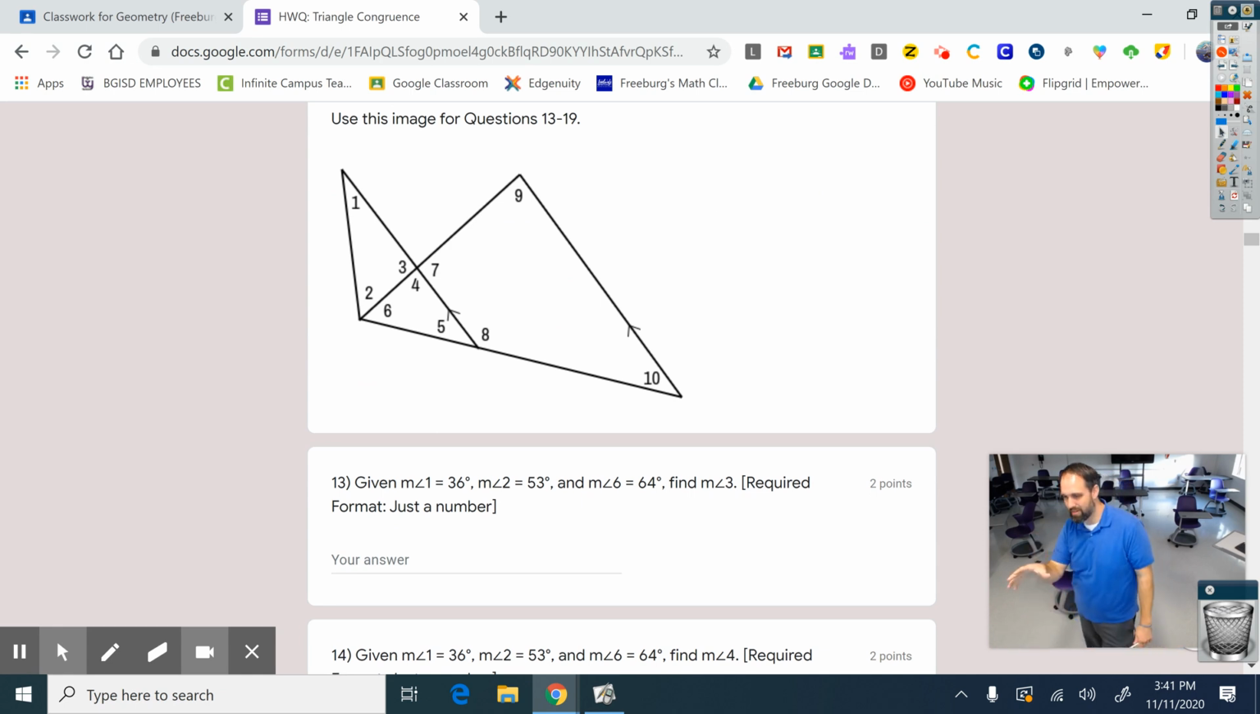Again, go ahead, pause me here. Try this one on your own. There's a lot more angles going on. See if you can piece all the elements together, and we'll go from there. Good luck. I'll see you in just a second.